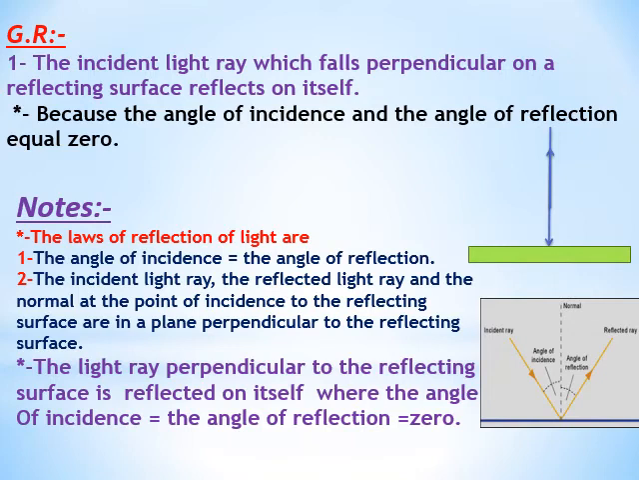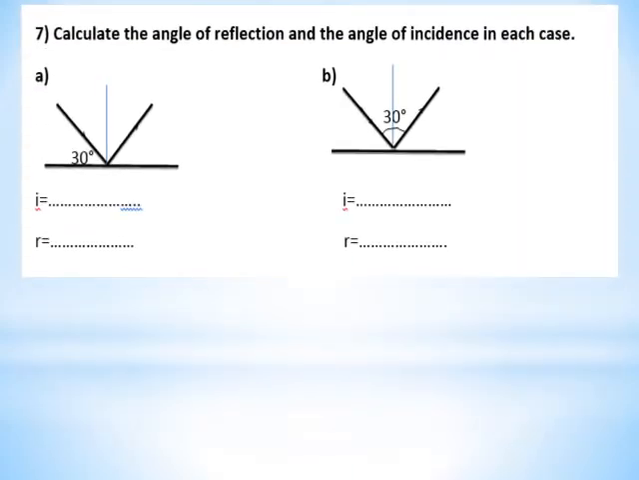Okay, at the end we have here a note that says the light ray perpendicular to the reflecting surface is reflected on itself, where the angle of incidence and the angle of reflection equal 0, like in this figure. There is no angle of incidence and there is no angle of reflection. Okay, good?